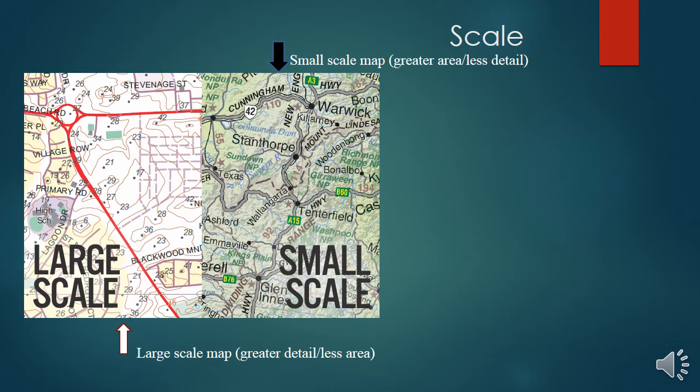One way that I like to think about it is that a small scale map is going to have a small amount of detail, right? But show a large area. A large scale map is going to have a large amount of detail, but show a small area.